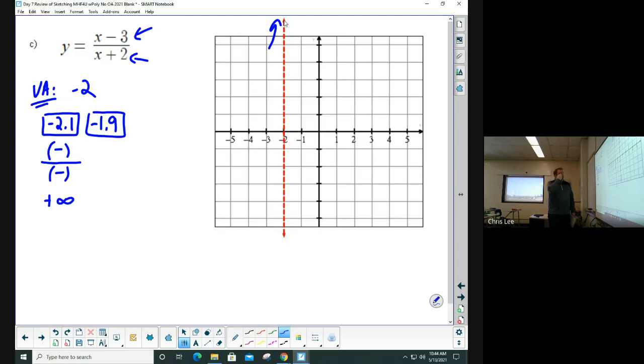Thank you. Now, the other one, we're going to put in -1.9. When you subtract 3 on the top, that's going to be negative. But now when you put in -1.9 and add 2, that's big enough to get you over to the positives. And now you have a negative divided by a positive, which is going to be a negative infinity. And now you're going to go down.